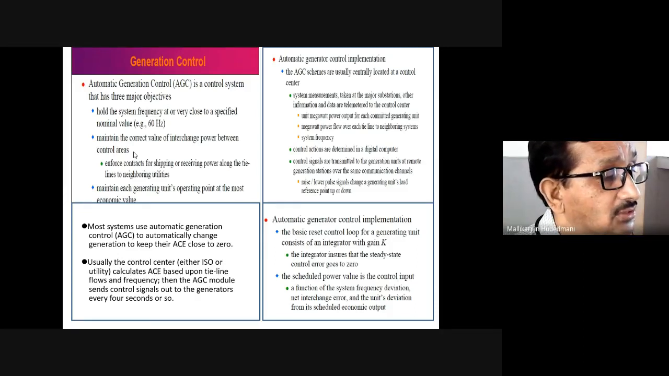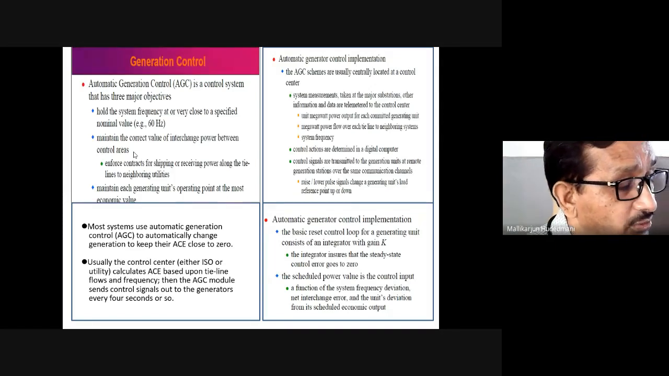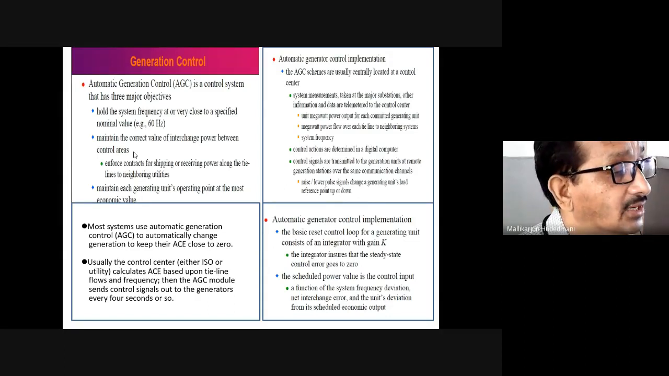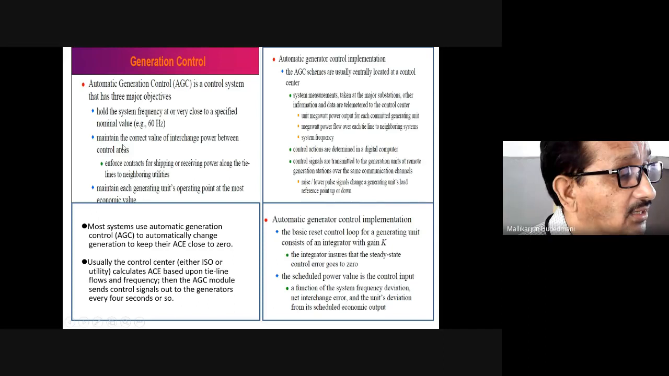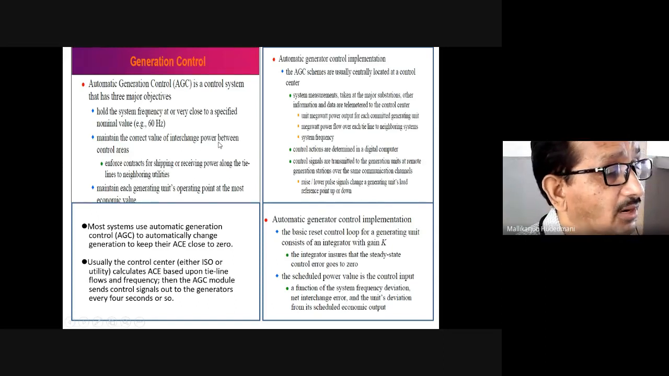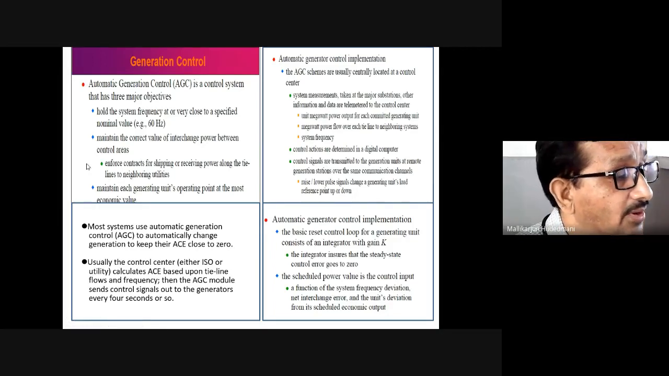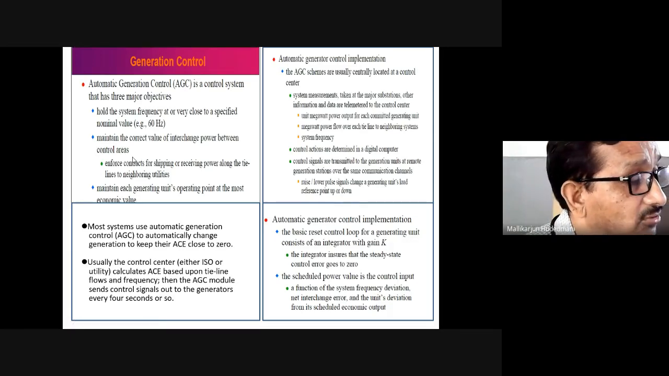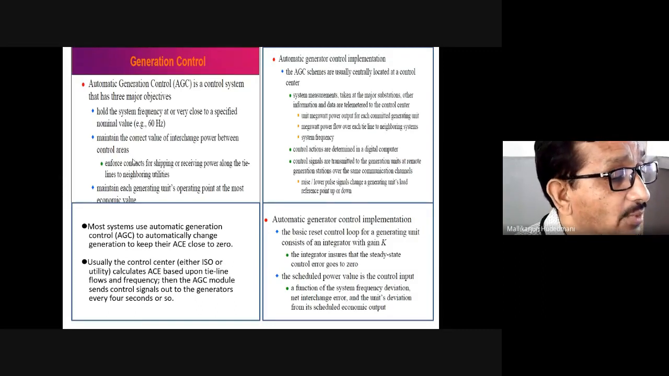Then you have 2 objectives in this context. One is to generate adequate megawatt of power to reach your local load or your control area's load, as well as meet the commitment you are making. In that regard, it is to maintain the correct value of interchange power between control areas. The word control area means the area to which the control signal reaches and is executed. Today we will learn what we mean by a control area, area control error, and the characteristics of area control error.